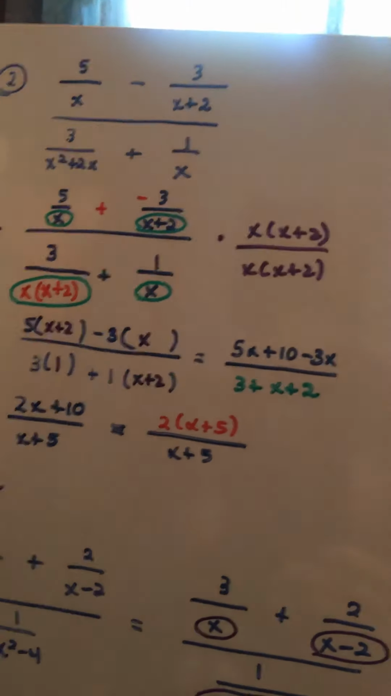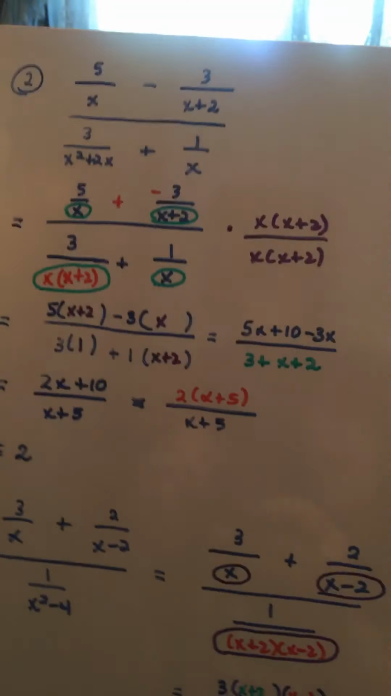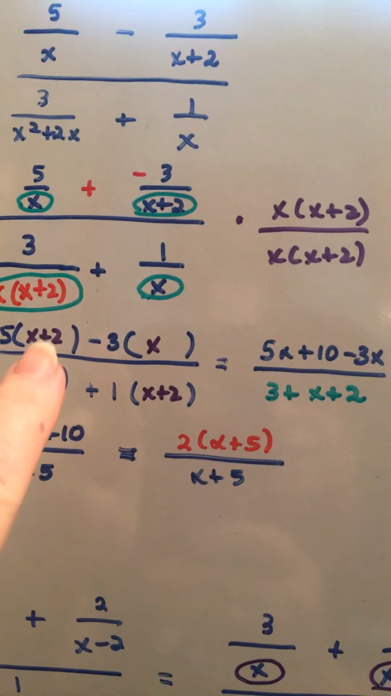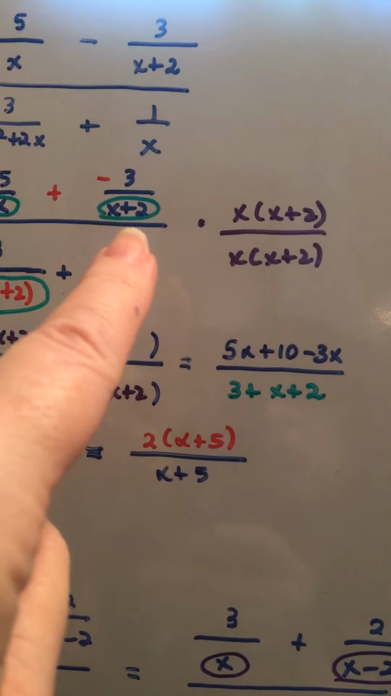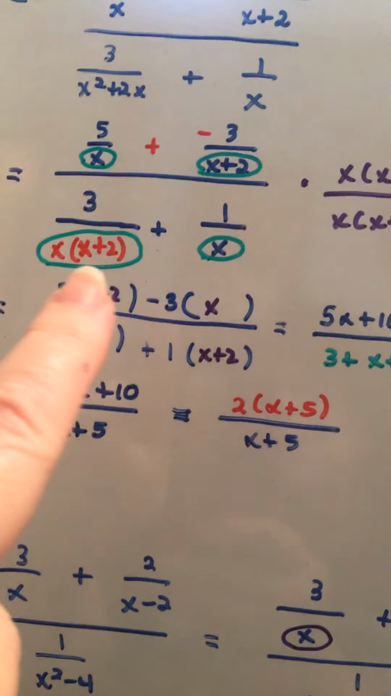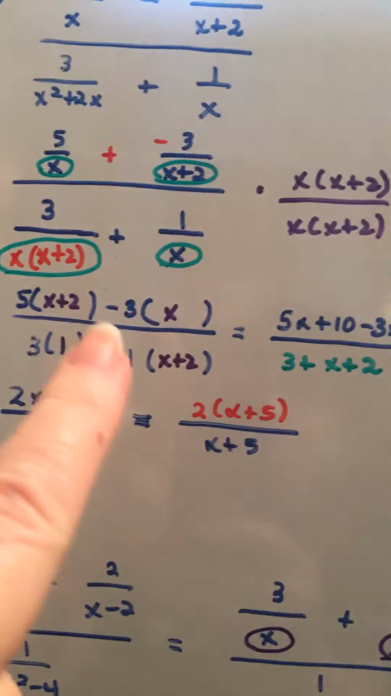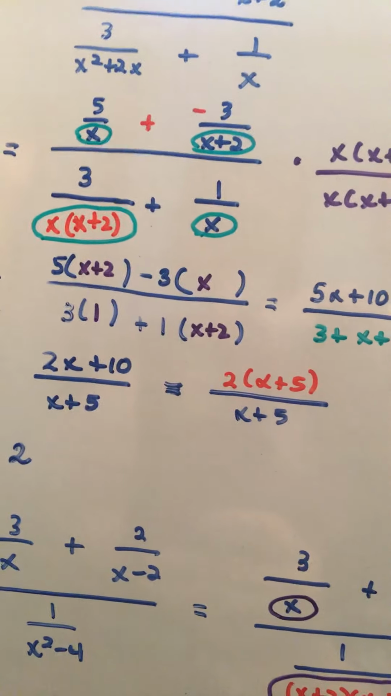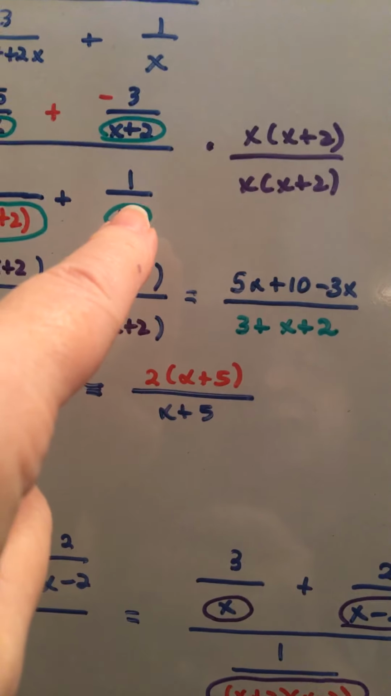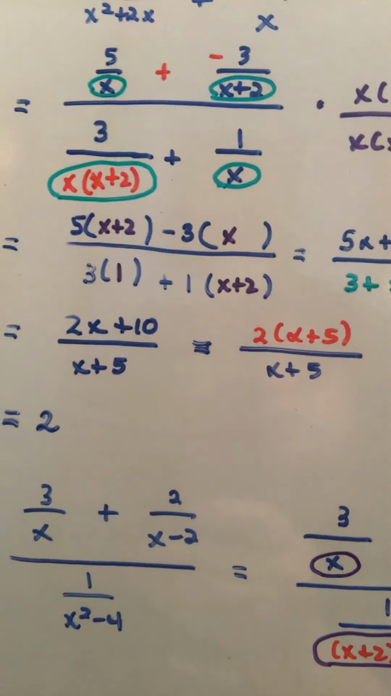Excuse me, my marker was drying out. And so, what is x missing? It's missing x plus 2. What's x plus 2 missing? It's missing the x. What is x times x plus 2 missing? It's missing nothing, so you could write a 1 or you don't have to write anything. And what's the x missing? It's missing the x plus 2.